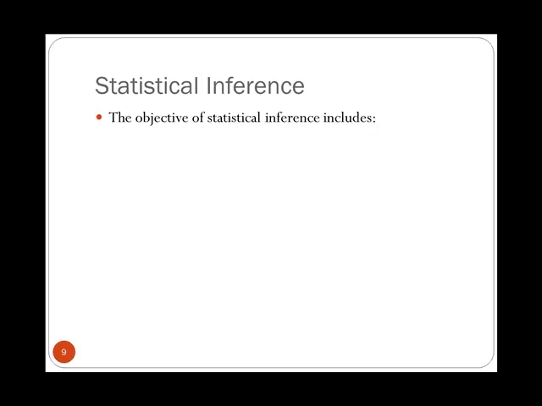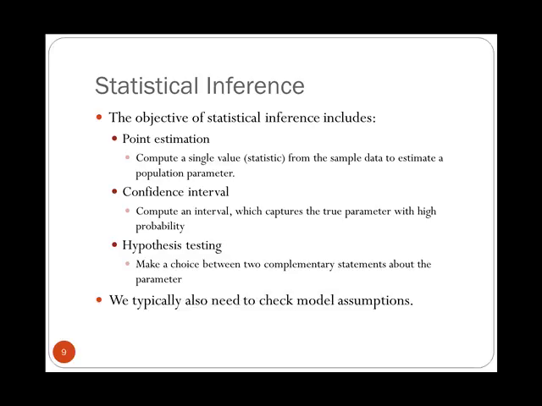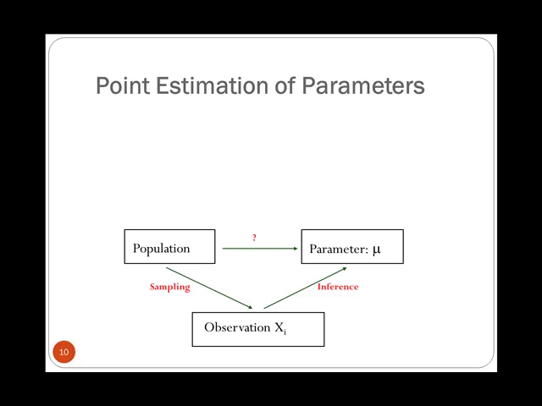Let's look at statistical inference. The objectives of statistical inference include point estimation, confidence intervals, and hypothesis testing. Statistical inference is based on the laws of probability and allows us to infer conclusions about a given population based on results observed through random sampling. We typically also need to check model assumptions when we make a statistical inference.